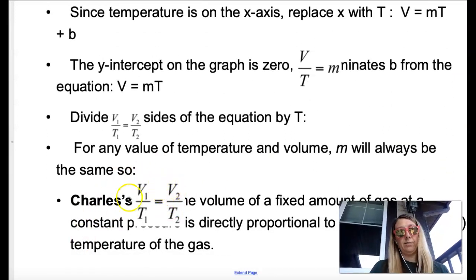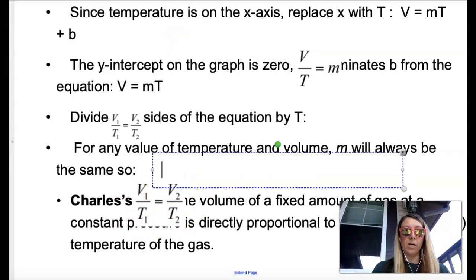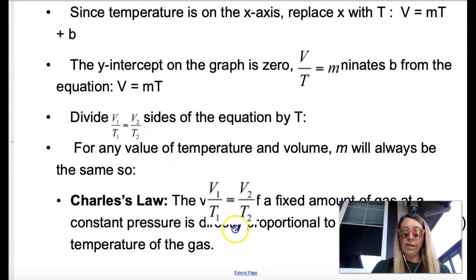I'm not sure why my thing plastered over that. I don't think I can move that. Probably not. Oh, I can look at that.